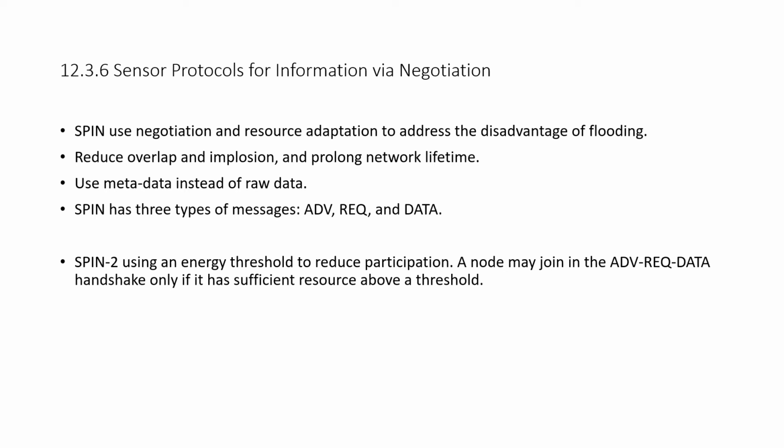Sensor Protocols for Information via Negotiation, that is SPIN. SPIN uses negotiation and resource adaptation to address the disadvantages of flooding, reduce overlap and implosion, and prolong network lifetime. Use metadata instead of raw data. SPIN has three types of message: ADV, request, and data. Advertisement, request, and data.